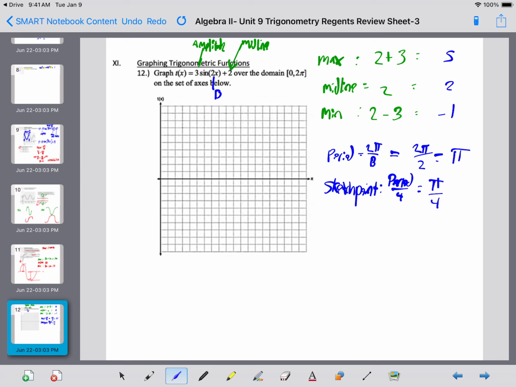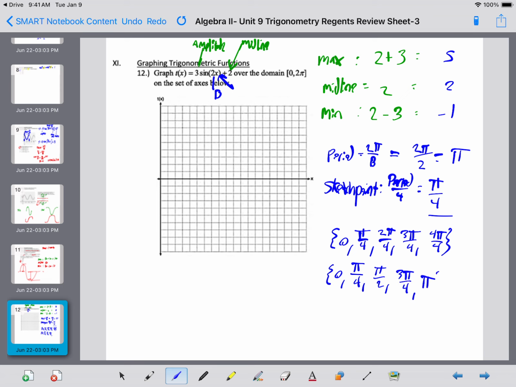You start from the phase shift. Nothing is attached to x in parentheses, so that's essentially saying x minus 0 or x plus 0. So you start at the phase shift of 0. So start at 0, you're going to add the sketch point. Pi over 4, 2 pi over 4, 3 pi over 4, 4 pi over 4. So let's simplify these: 0, pi over 4, pi over 2, 3 pi over 4, pi. It wants you to go to 2 pi. So we're actually going to double this up, showing 2 full rotations, 2 full periods.